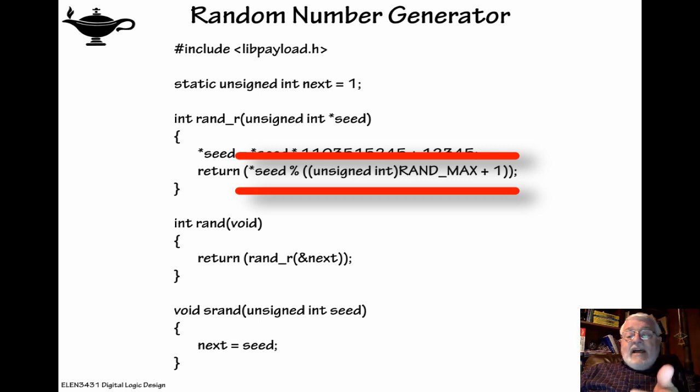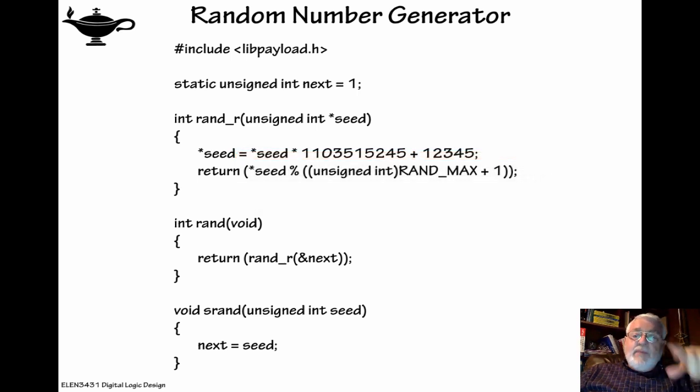RAND_MAX plus 1. Whatever RAND_MAX is, that's going to be in the library header, and that's going to be dependent on the operating system. So we're going to take seed modulo whatever the largest value is. Whatever seed comes out to be, when we multiply by the big number and add the 12345, we're going to modulo it to the max, and that will hold it to that size.